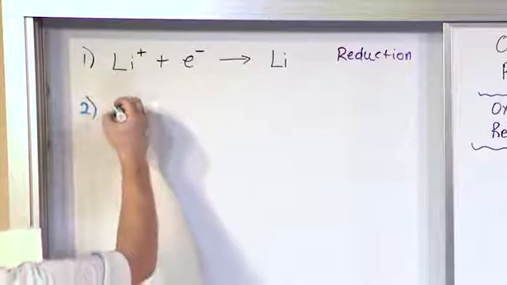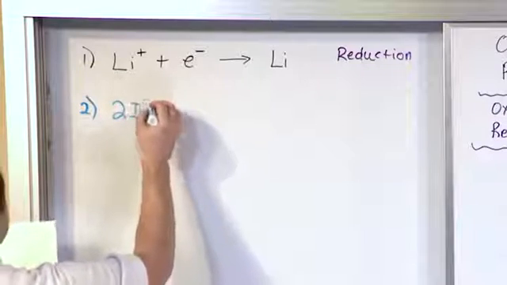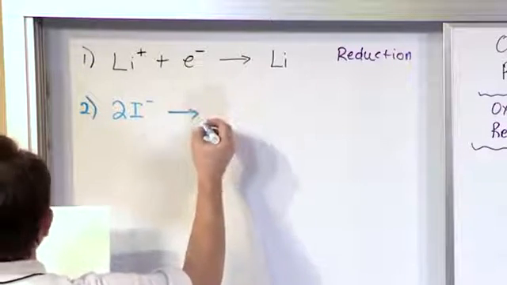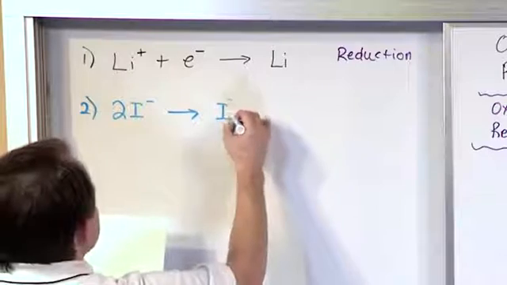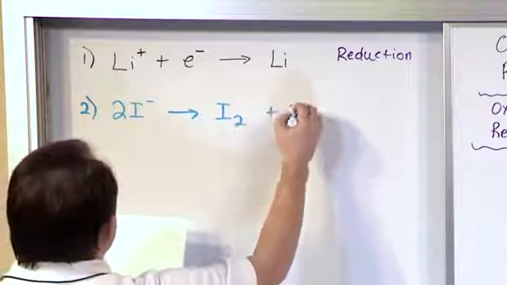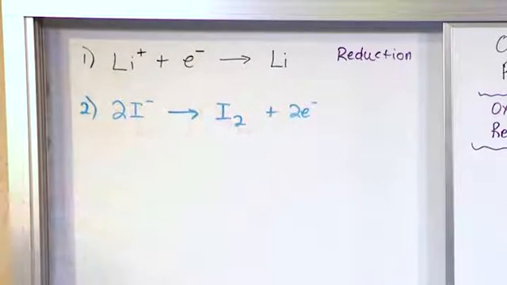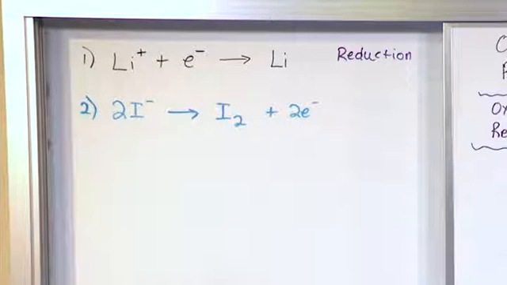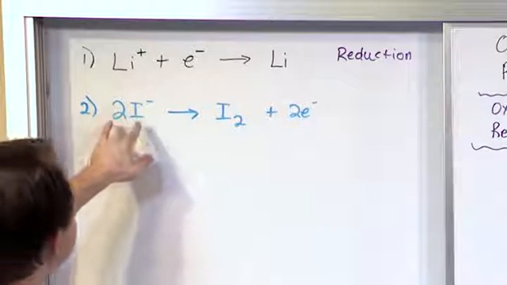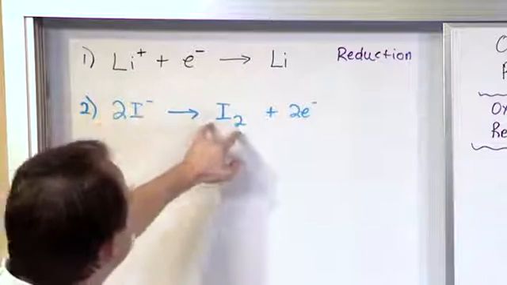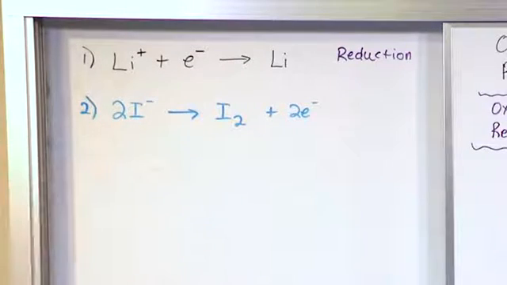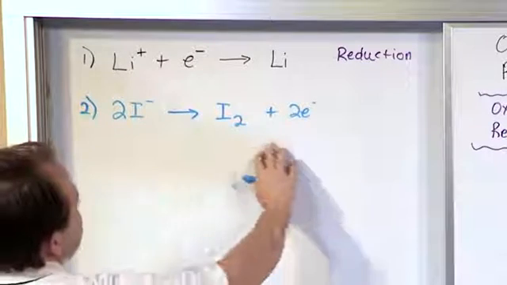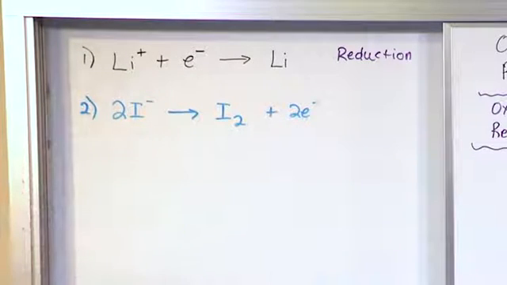So let's say number 2. Let's say we have 2 iodine ions, and that yields I2 plus 2 electrons. Iodine is one of those diatomic molecules. Usually you see it exists as I sub 2. So what we have is, and this is balanced, notice, because we have 2 iodines. What we have to figure out from the reaction here is, is this oxidation or is it reduction?